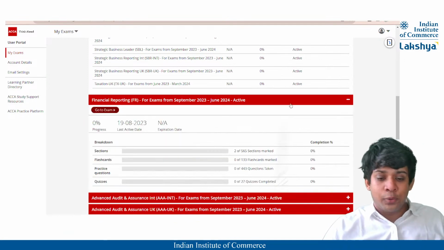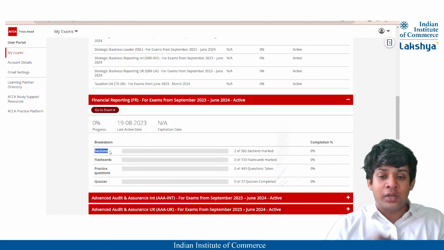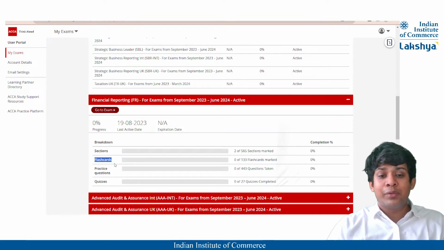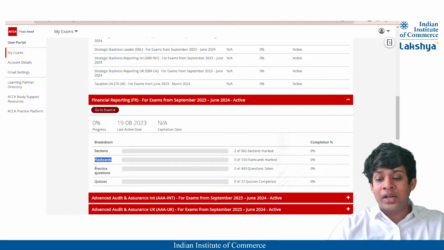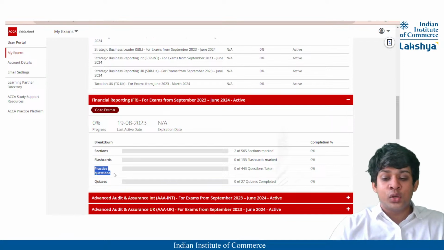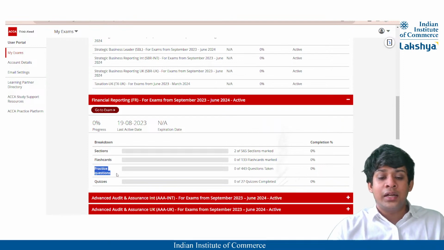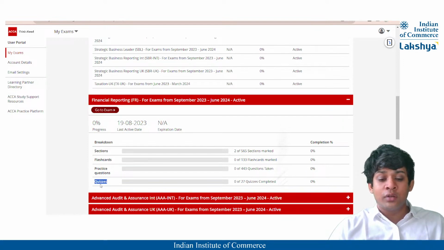As you click on Financial Reporting, it will open up all this for you. You have here four things. Firstly, the sections. Sections means whatever concepts, information and details you're supposed to understand are covered in sections. Then you have flashcards, which are a summary of everything given. If you want to quickly revise all the things you've done, you can click on flashcards and go through them quickly. Then you have practice questions, which are MCQs or full-fledged questions; every type of practice question is available. And lastly, the quizzes. After you complete each section, you can solve quizzes on them.